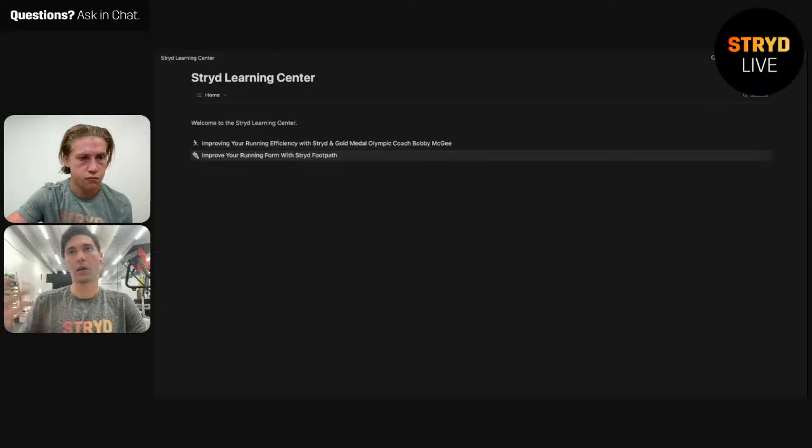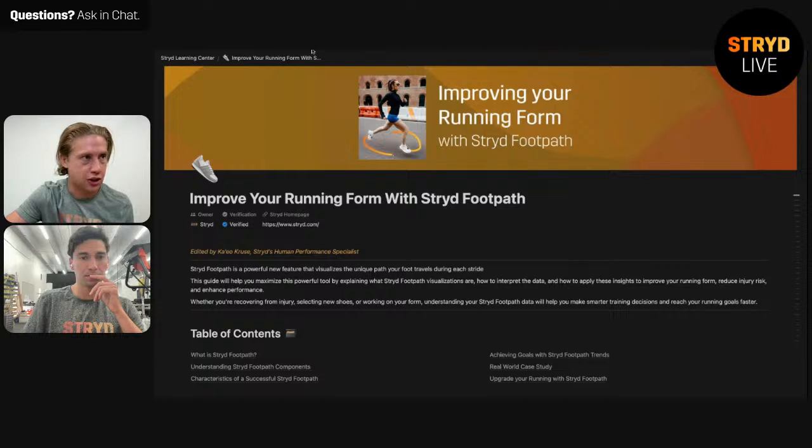And again, we'll touch on this probably later in the presentation, but the metrics and the footpath are synergistic. They're not necessarily two isolated different things. They work together in compliance with one another. So I'm going to jump into that article here. So we can tap on this Improve Your Running Form with Stryd Footpath to find this new article we're going to be talking about today.